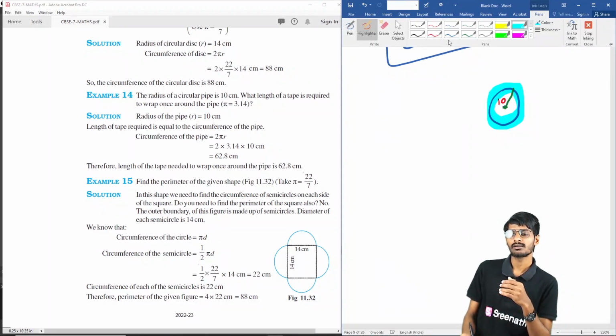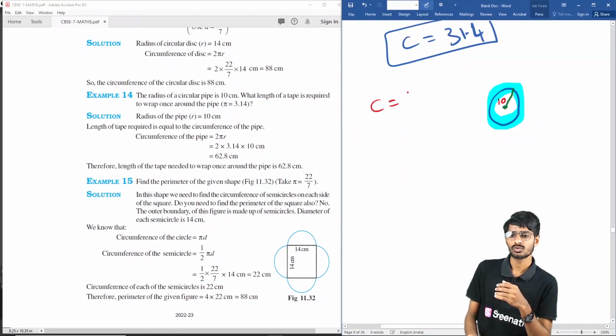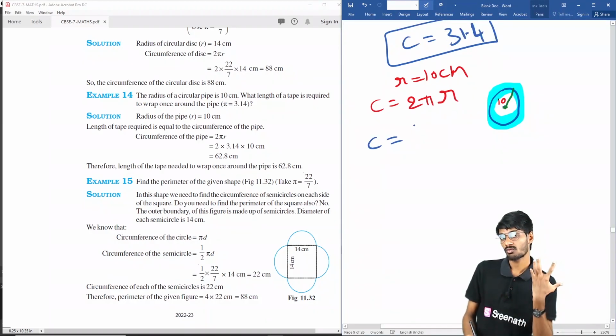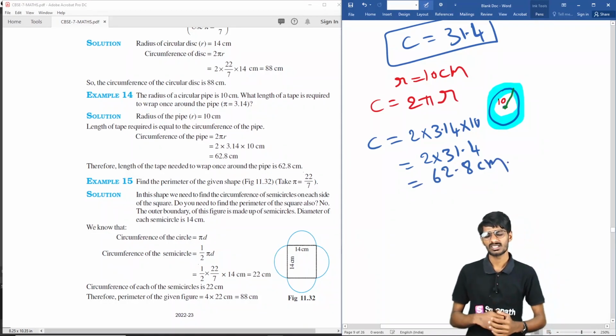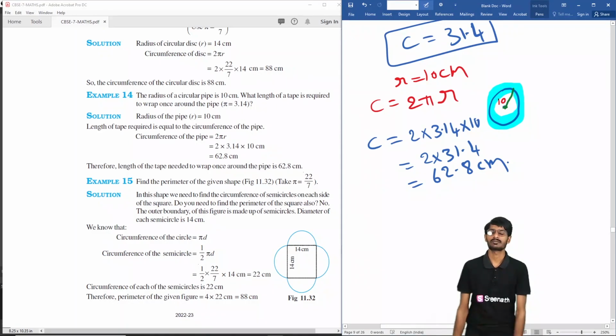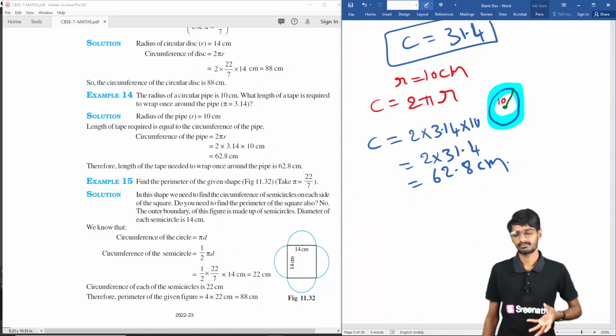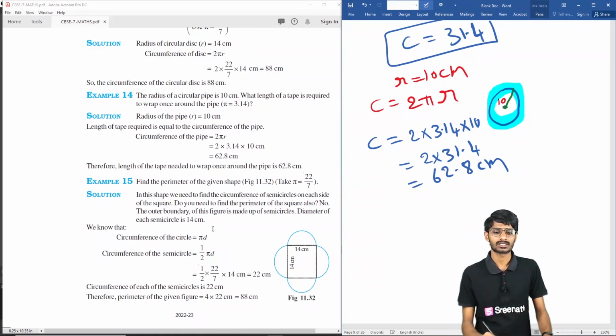So the formula for the circumference is C equals 2 pi r. They have given the radius as 10 centimeters. So the tape we require is 2 into pi, which is 3.14, into radius 10. That is simply 2 into 31.4, which is nothing but 62.8 centimeters. That's it. Here the formula is the same, the question is the same, the application is somewhat different. You have to think about it.